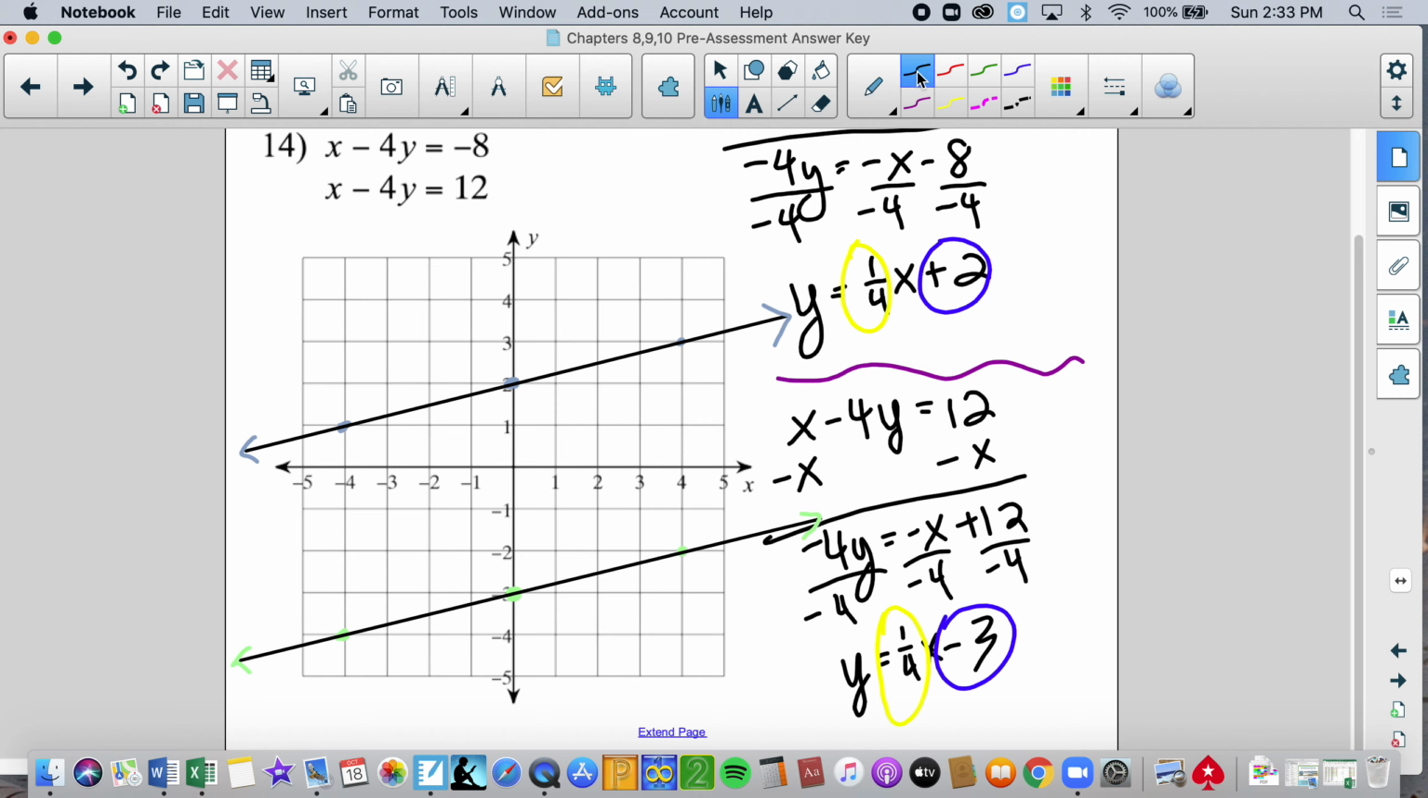So what is the solution? The solution, or the answer, is no solution, because we want to know where the points intersect. They don't intersect. So there is no solution. There is no intersecting point.